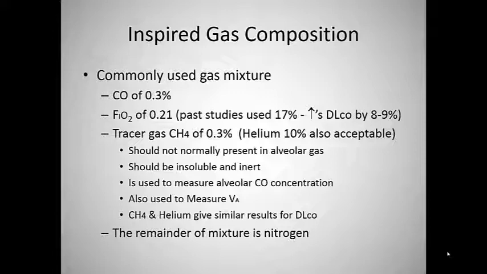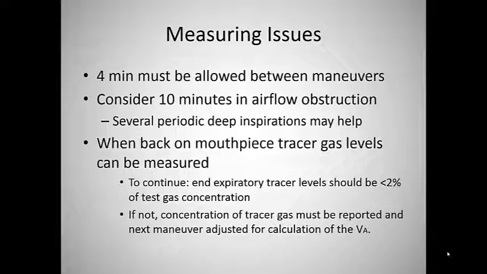Is that tracer gas, as it goes in and mixes with the alveoli and comes out, should be the same concentration going in as going out. Now, then we can calculate alveolar volume. Okay, and we use that tracer gas to back calculate what the actual carbon monoxide concentration was in the alveoli. Whether you use methane or helium, it gives similar results for the diffusing capacity. The remainder of the mixture is nitrogen.